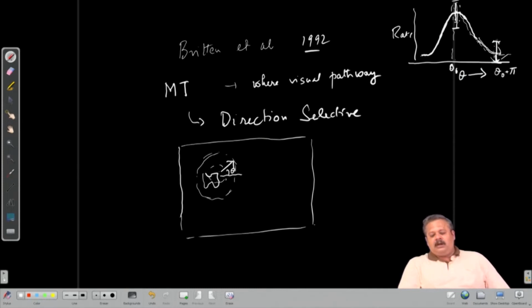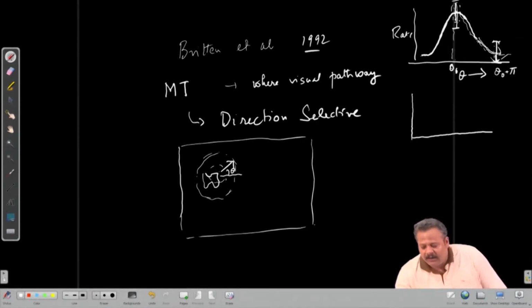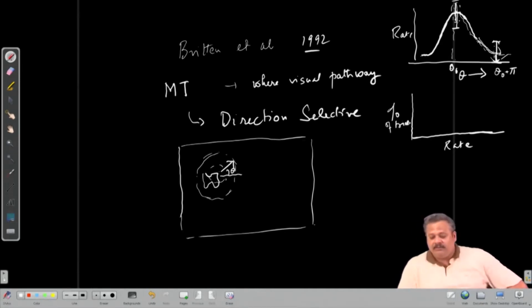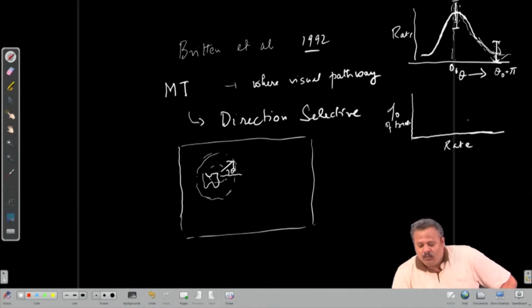Now, if we take the histogram of the rates at a particular direction, with rate on this axis and percentage of trials on this one, and we present that moving stimulus in the theta naught direction 20, 30, 50 or 100 times, we can get different possible firing rates, and that may have a distribution something like this, where this is our mean rate.